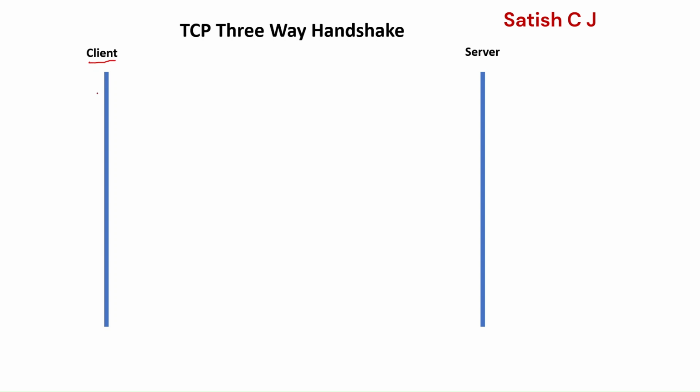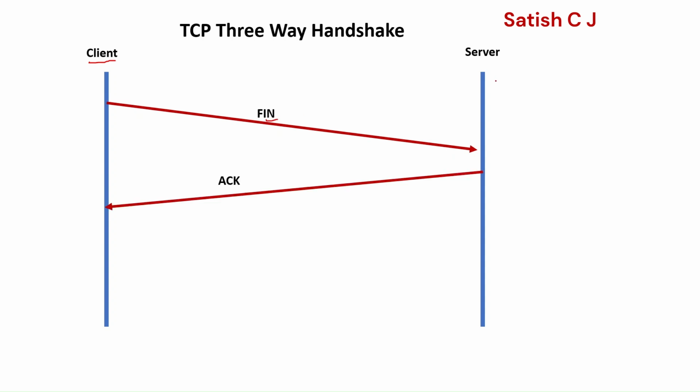Say the client has no more data to send to the server. The client is done with the data transfer. So how a well-established connection terminates is that the client sends a packet with the FIN flag set to 1. The server acknowledges that flag. From now on, the client is not going to transfer any data to the server, but the server can still send responses back to the client.